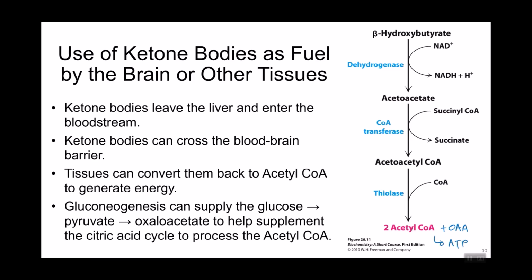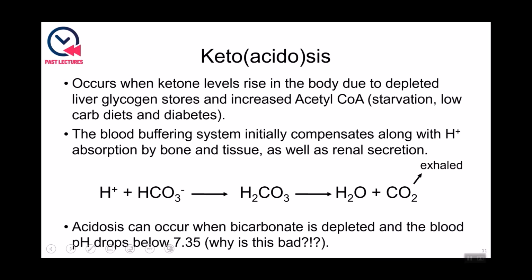Or if you're talking about other cells like muscle, it could be acetyl-CoA coming from those multiple rounds of beta oxidation. When you have too many ketones being made, either due to starvation or maybe a low-carb diet or in diabetic cases, you can enter into a condition called ketoacidosis, which occurs because the body can no longer buffer all the protons that are being made.